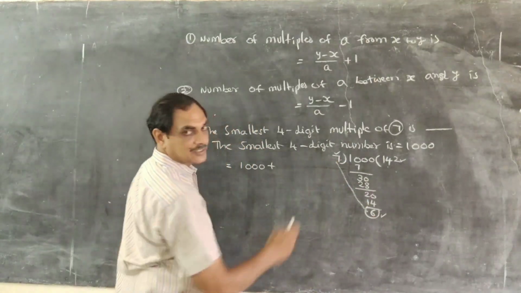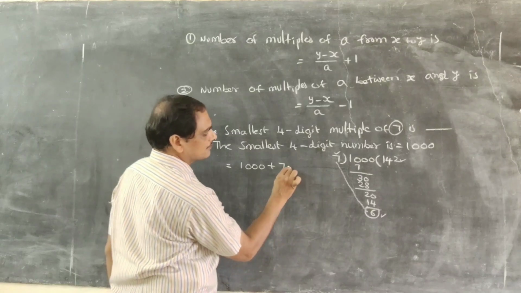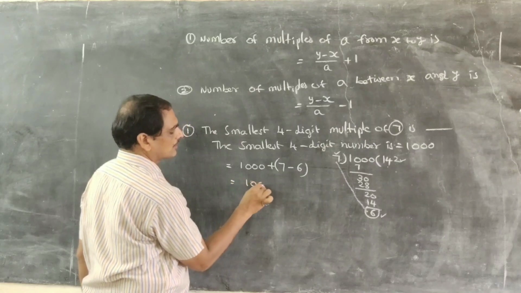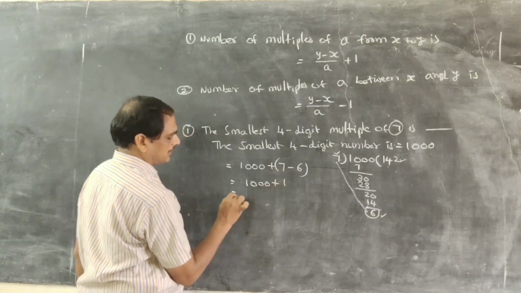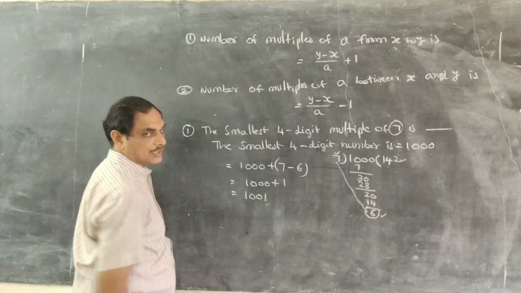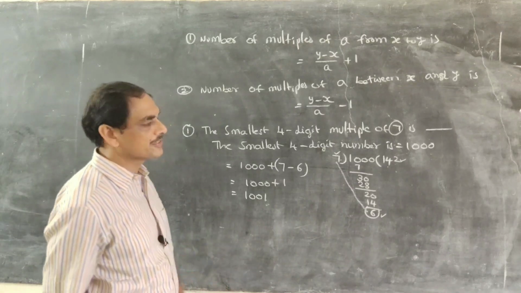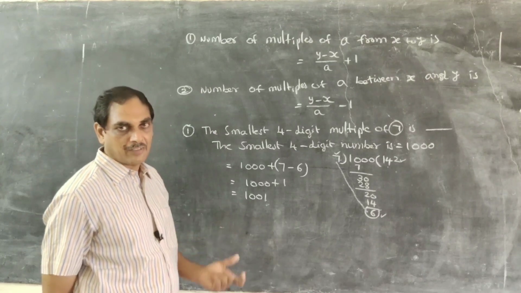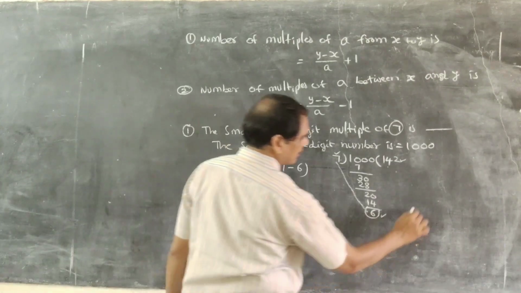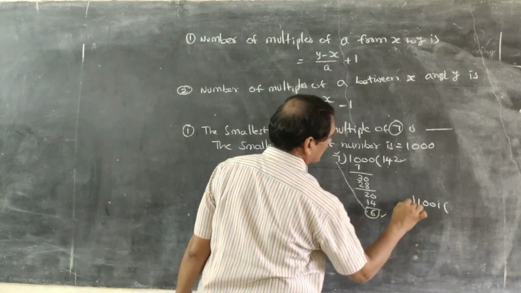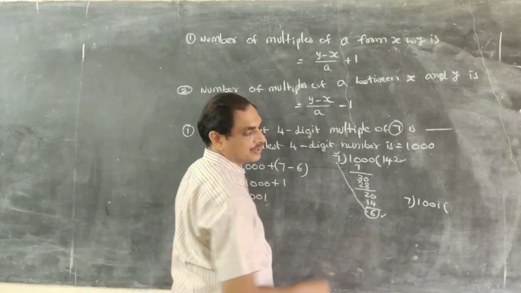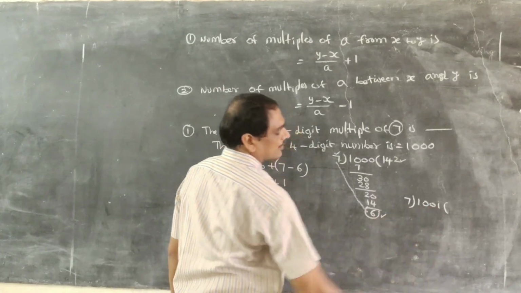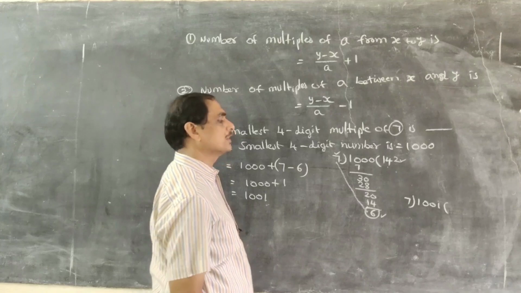What is the divisor in this division? 7. 7 minus remainder 6 is 1. So, 1000 plus 1 is equal to 1001. This is the smallest 4-digit multiple of 7. We check whether it is divisible by 7 or not. Dividing 1001 by 7, when it is completely divisible by 7, then we say that the number 1001 is the smallest 4-digit multiple of 7.